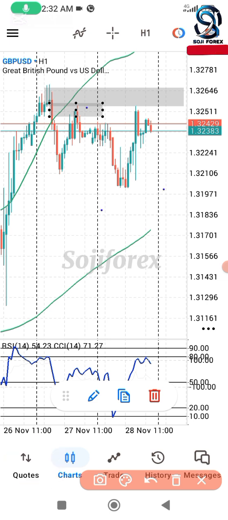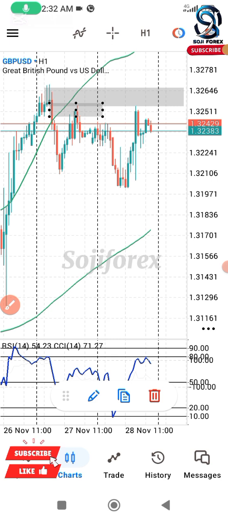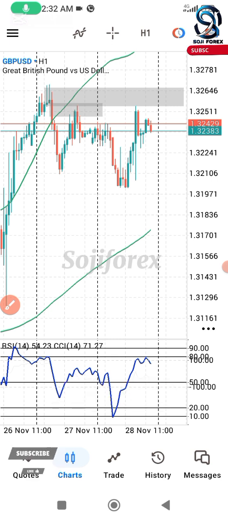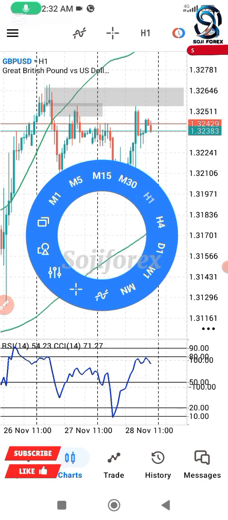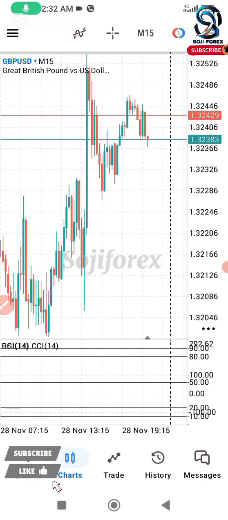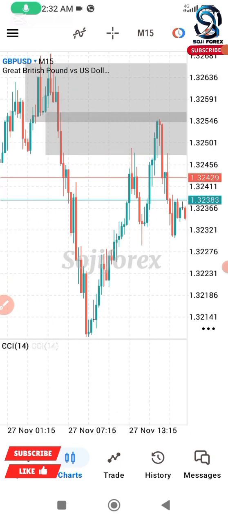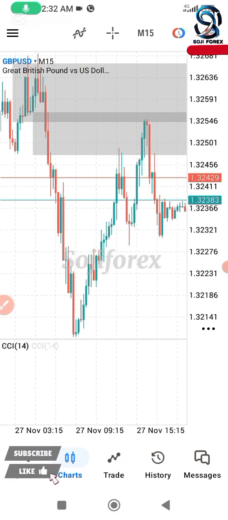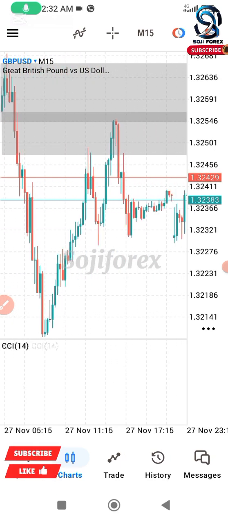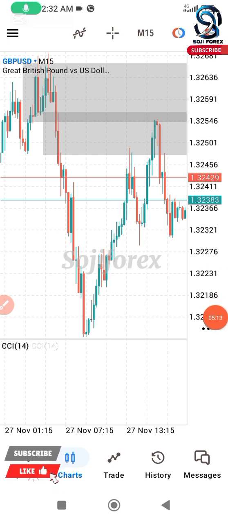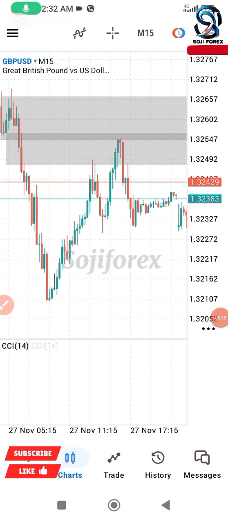So we have done the analysis on our 1 hour time frame. What is next? We will now move to our lower time frame where we'll be making our entry, which is going to be our 15-minute time frame. So perfectly, we are in our 15-minute time frame. Alright, so look at what happened here. On this 15-minute time frame, price gave us the same pattern.